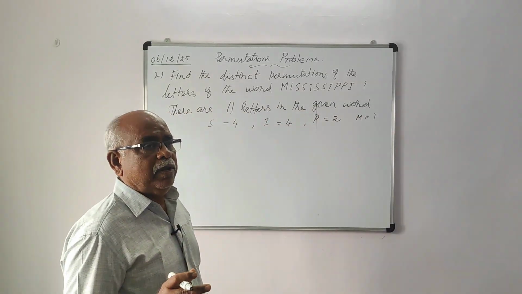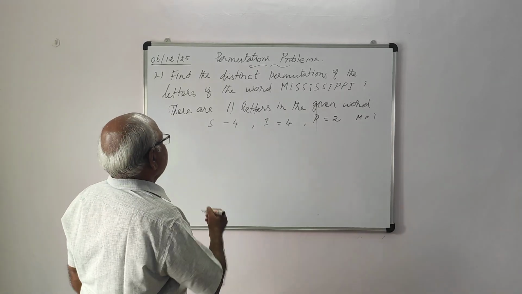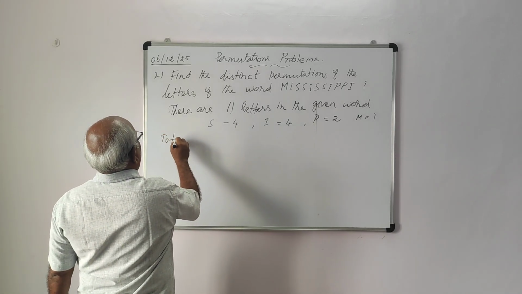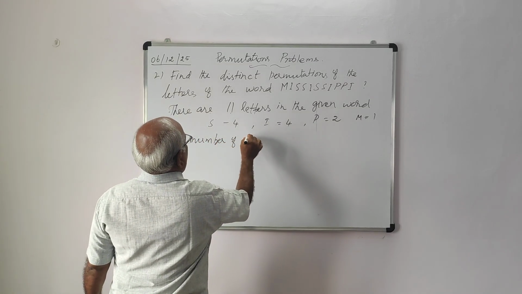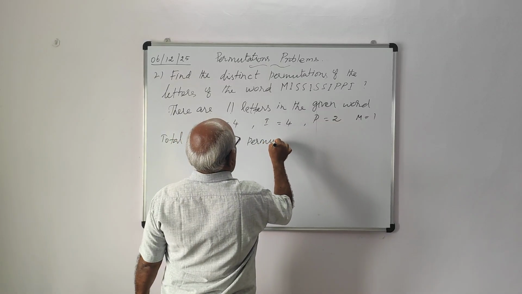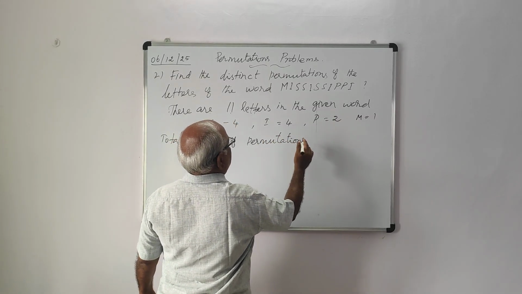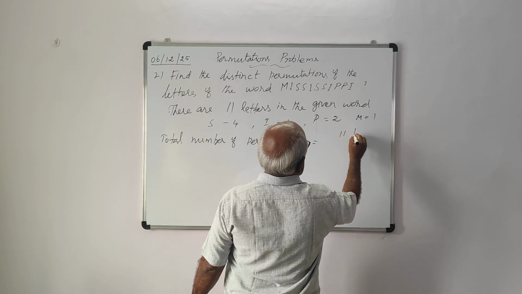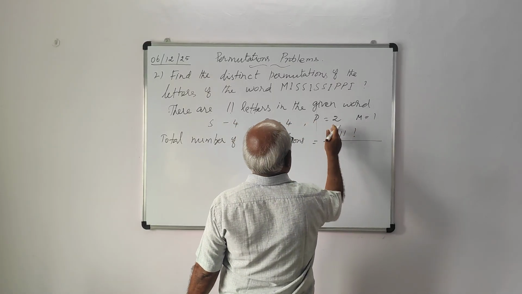The total number of permutations: the numerator is 11 factorial, the total letters, divided by the repeated letters.